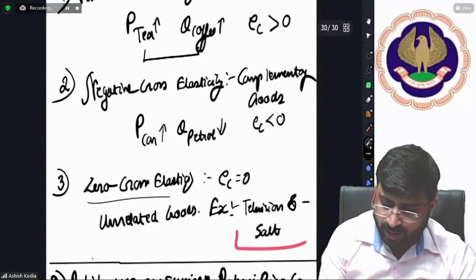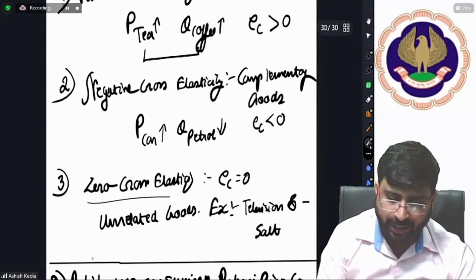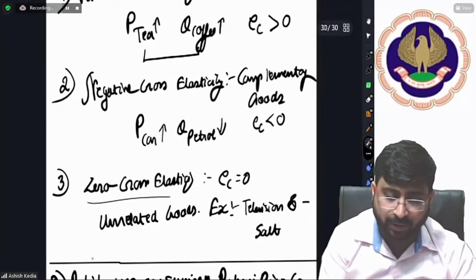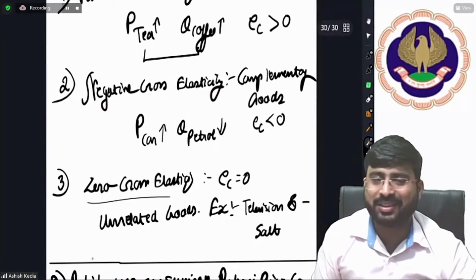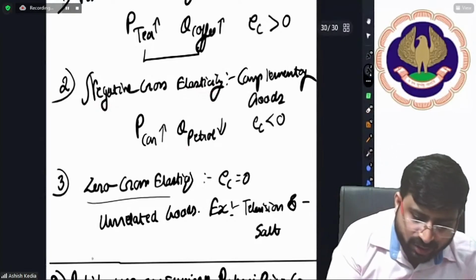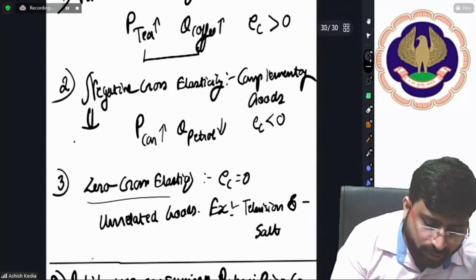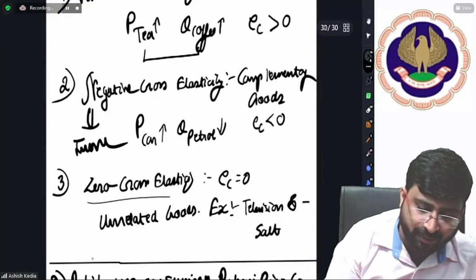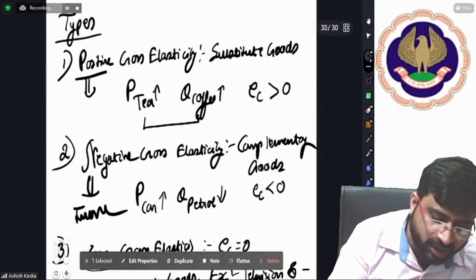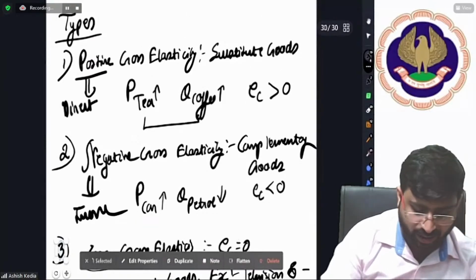Yes, that is so, like television and salt. If car price rises, petrol demand falls. That is negative cross elasticity, an inverse relationship. Whenever you hear the word negative, it will always show an inverse relationship. Whenever you hear the word positive, it will always show a direct relationship. That is the trick.